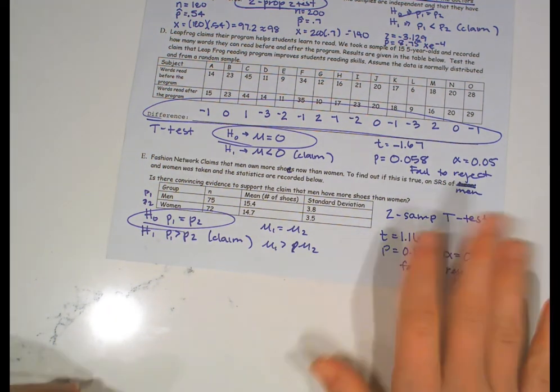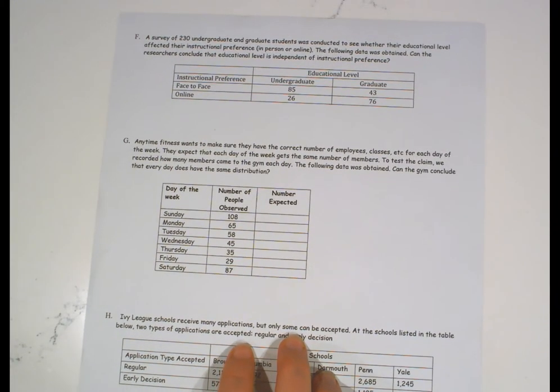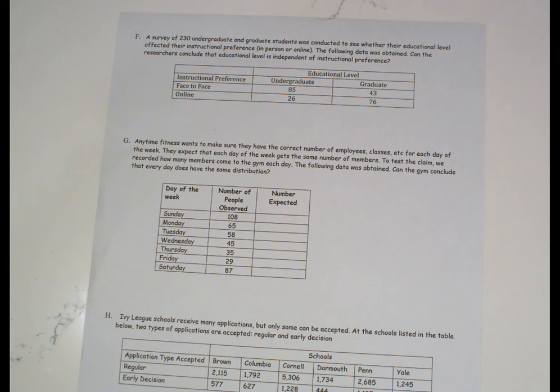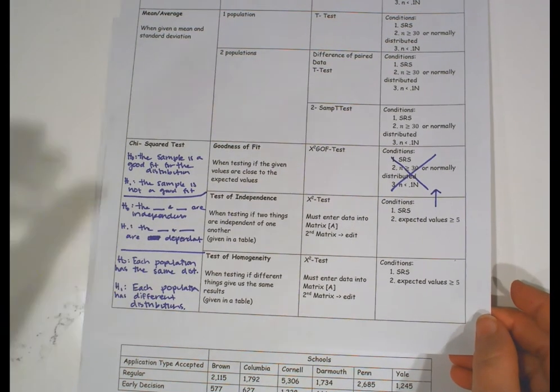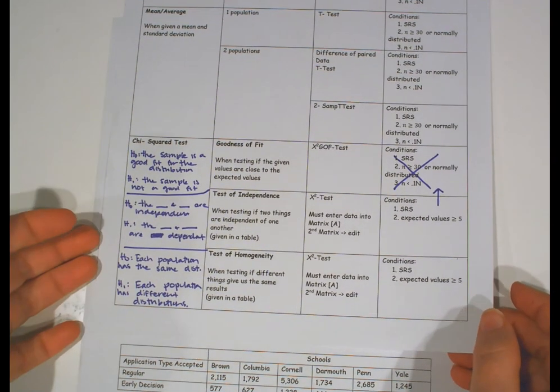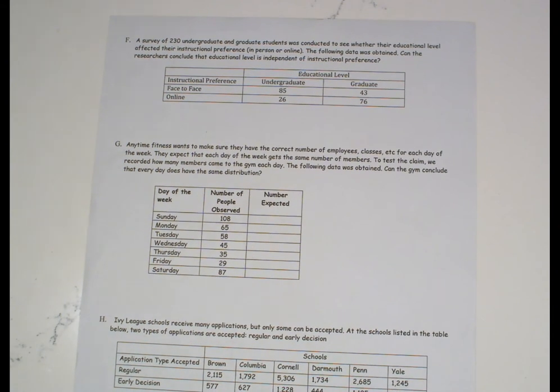All right, so that is all of our practice in our Prop Z test and our T test. So now let's look at some examples of our chi-squared test that we may see. So remember, there's 3 types of chi-squared test: goodness of fit, test for independence, and test of homogeneity. So let's figure out which one is which and then solve.